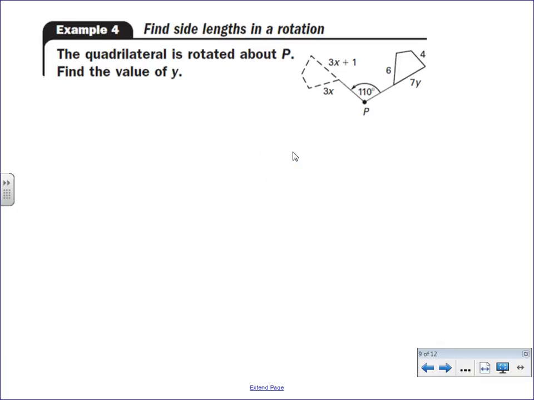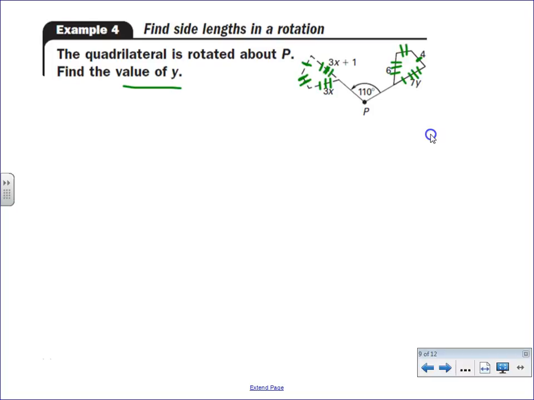So what would happen if we don't know the value of x or y in this figure? We know it's a rotation and it's 110 degrees. So if we wanted to find the value of x or y, it asks us to find y. Let's take what we know. Well, in a quadrilateral that's been rotated, we know it maintains congruence. So those will be congruent. These will be congruent. This segment and this segment.